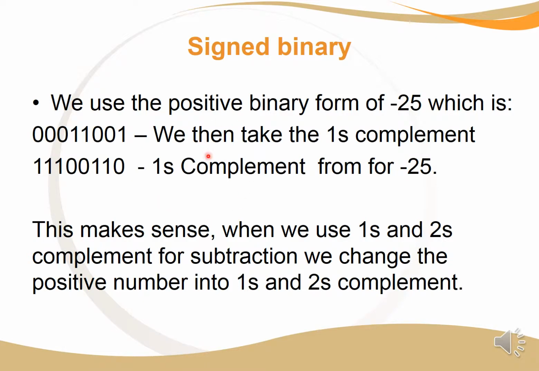This makes sense when we use ones and twos complement for subtraction. In the previous section, we subtracted, let's say, 25 from 3. We don't take the ones complement of minus 3, we take the ones and twos complement of the positive number, and that makes it a negative number. So we take the positive binary, take the ones complement, and that's the negative number.